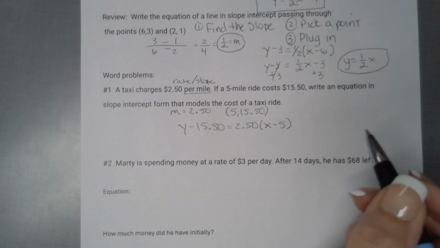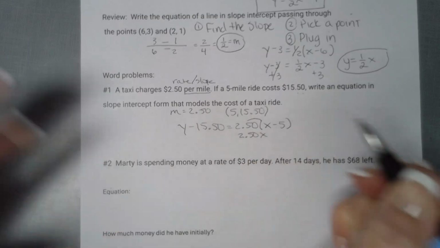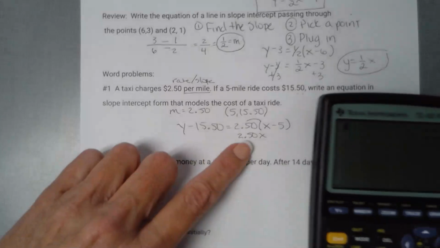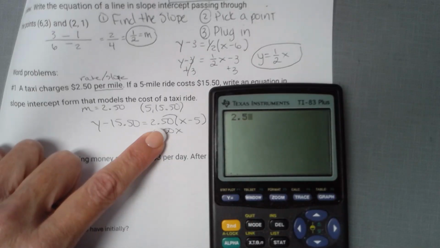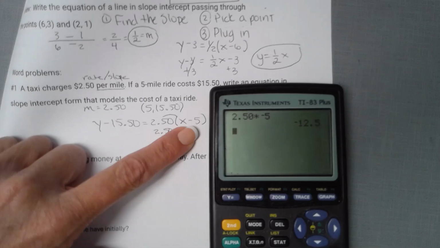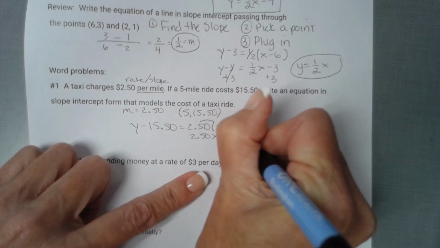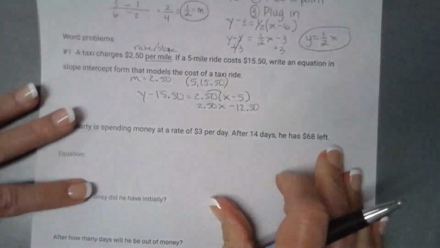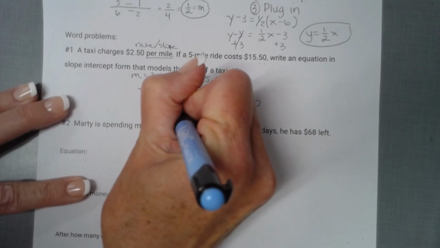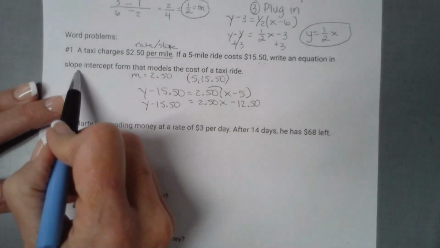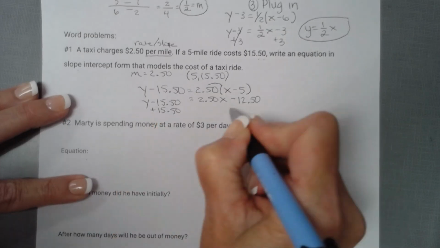Okay, now we're going to distribute. 2.50 times x is 2.50x. If we want to be lazy, we can go right to our calculator and do the second distribution. 2.50 times negative 5, and we get negative 12.50. Okay, and then let's bring the rest down. And my last step to get it in slope-intercept form is I'm going to add 15.50 to both sides.